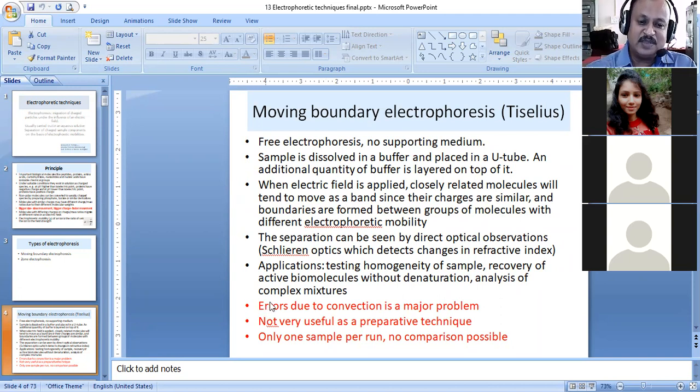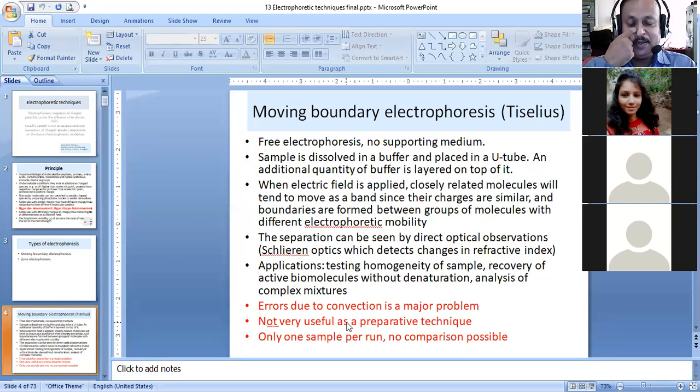Now, this is something which is written in red color. This means that these are the disadvantages of the technique. What is the major disadvantage of the technique? Because it is a free form of electrophoresis, because there is no supporting medium, or no rigid medium supporting our samples, this particular technique suffers from the major drawback of convection.